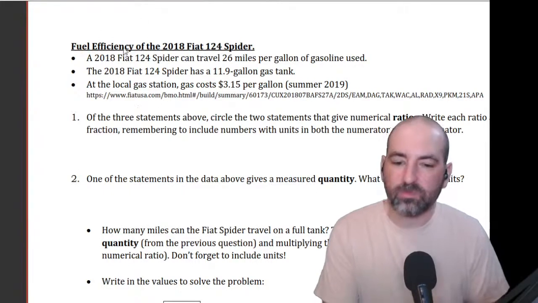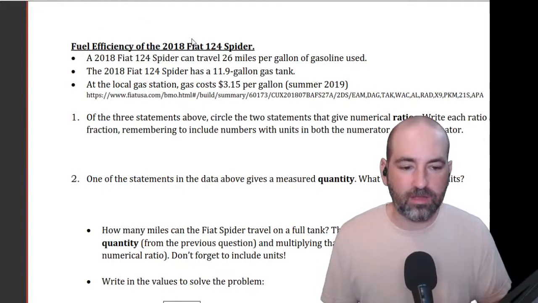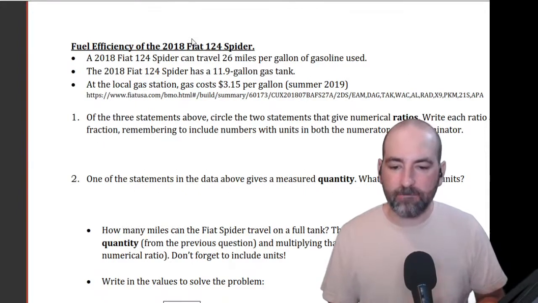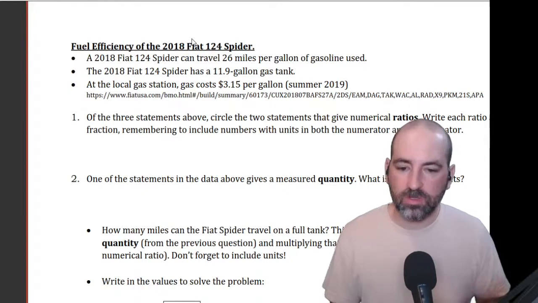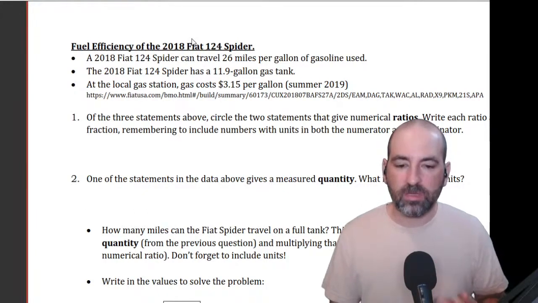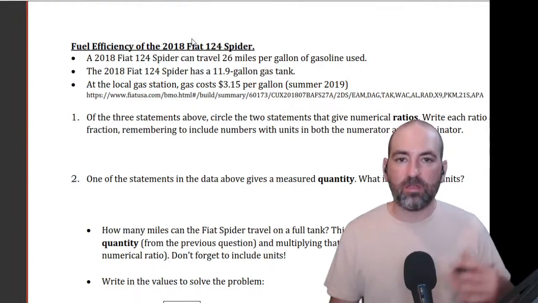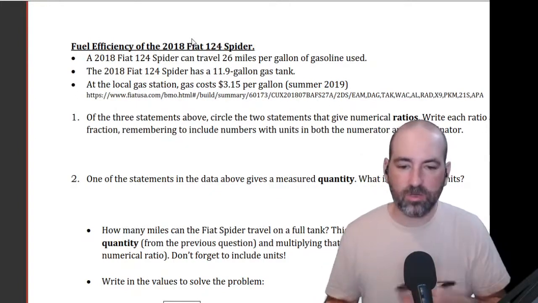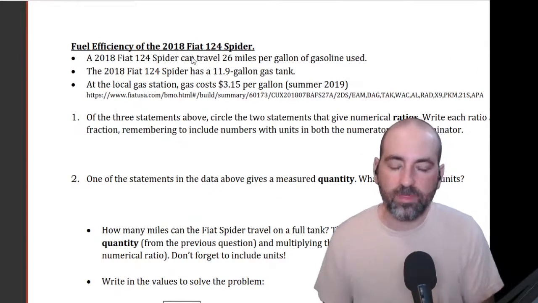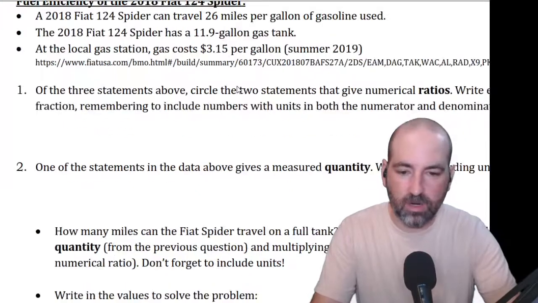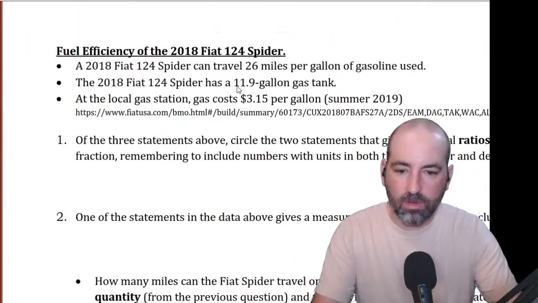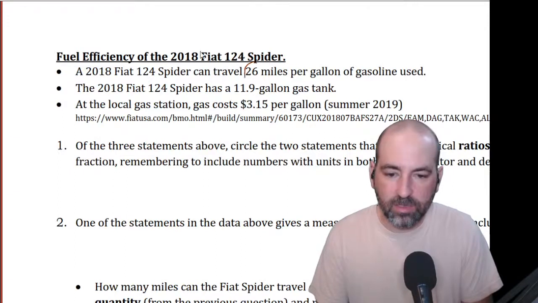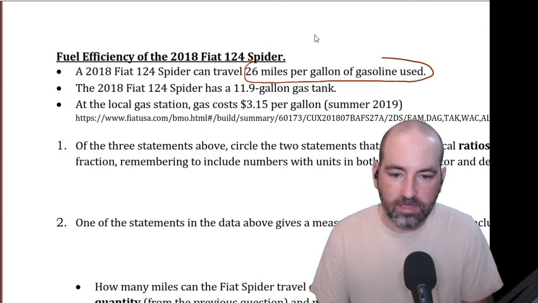Now, you can probably guess what types of things we're going to be trying to calculate with this, but we're going to take it slowly step by step and really think about what these numbers are telling us. So first, of the three statements above, circle the two statements that give ratios. That is, this quantity per this quantity. So that's going to be 26 miles per gallon of gasoline used.